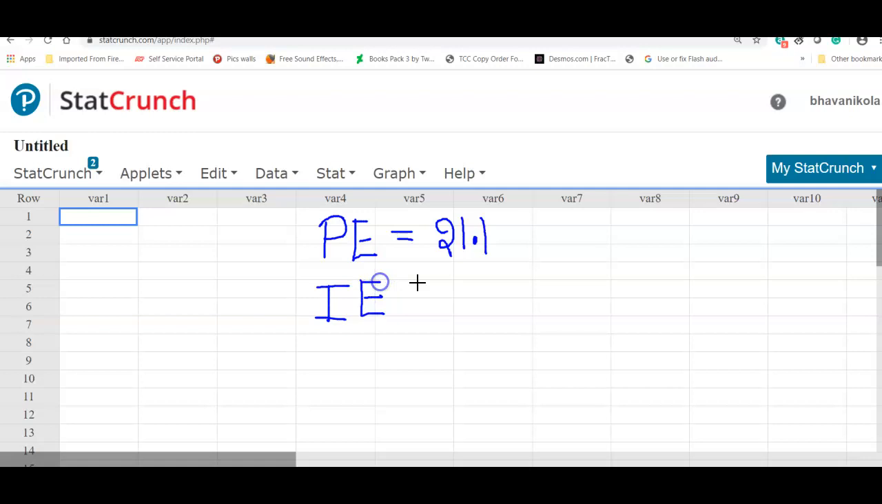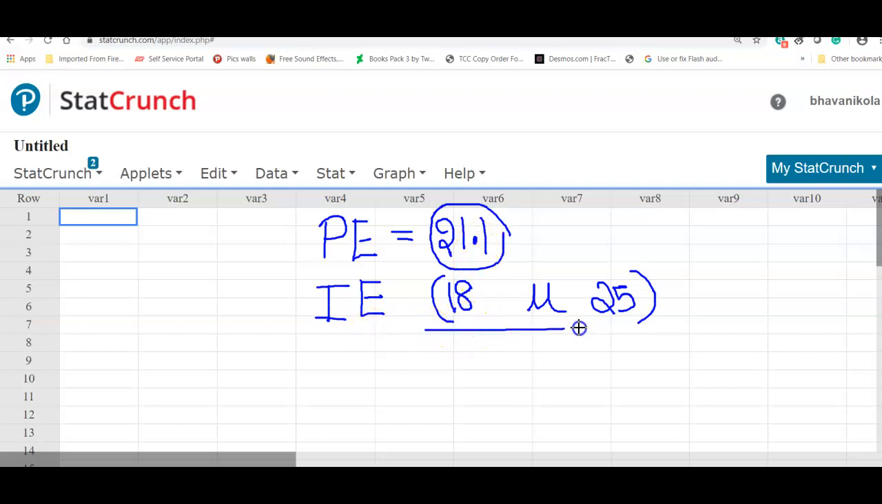That means you will tell me from what point to what point you think the population mean is going to be. So instead of saying 21.1, I can say I think the population mean is somewhere from 18 to 25. Instead of saying my population mean is 21.1, I will give you a range of values. The population mean can be anywhere from 18 to 25.